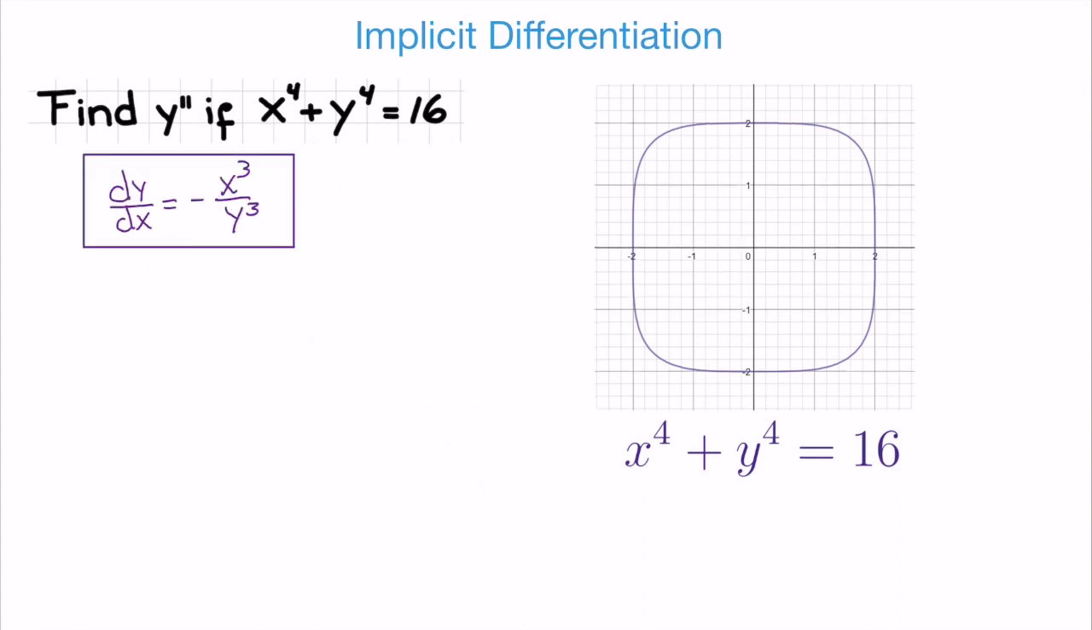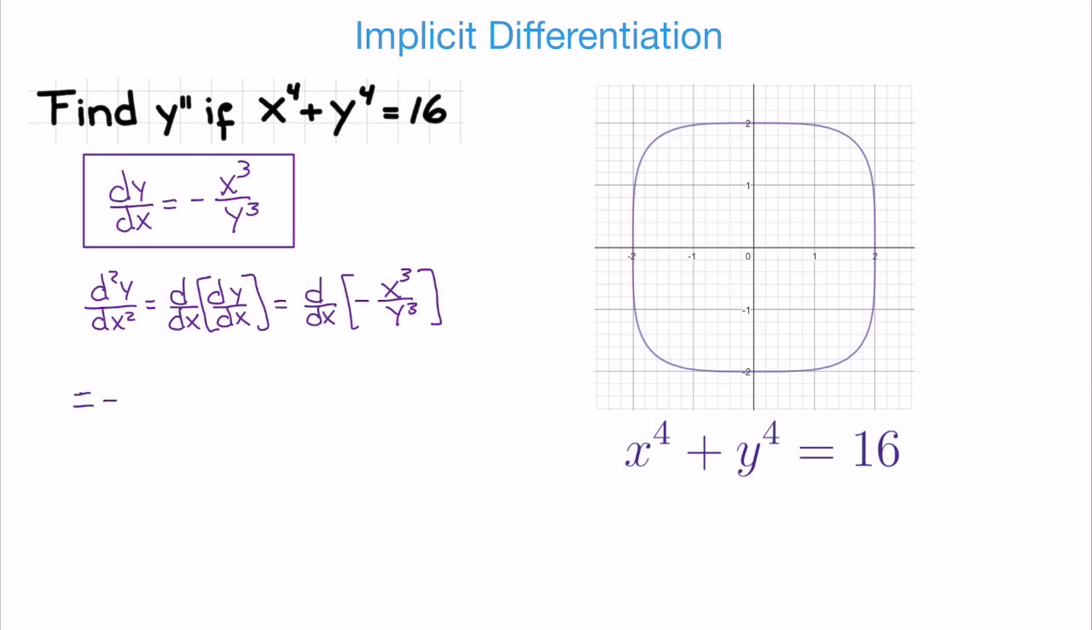Now to find the second derivative, we have to derive the first derivative. So we have to do d2y/dx squared, which is the derivative with respect to x of the first derivative, which we know is negative x cubed over y cubed. And we derive that implicitly. Notice that we have a quotient, and when we have a quotient, we do what? Yep, apply the quotient rule.